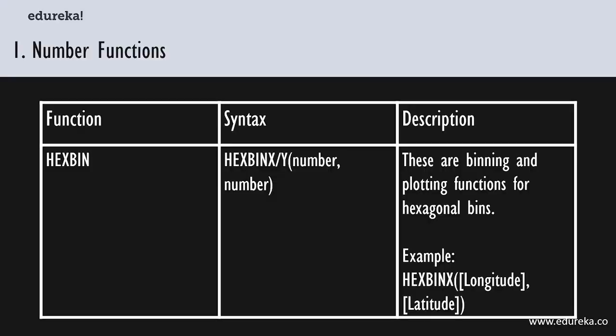Next, we have hex bin. Now basically what it does is it maps an x and y coordinate to the x coordinate of the nearest hexagonal bin. Now these bins have side length 1, so the inputs may need to be scaled appropriately. Now the hex bin x and the hex bin y are binning and plotting functions for hexagonal bins.